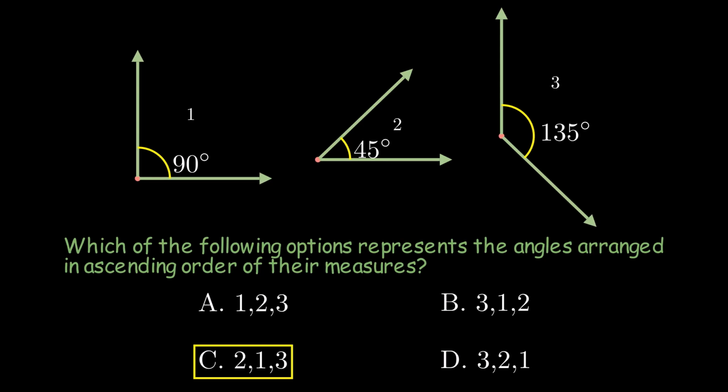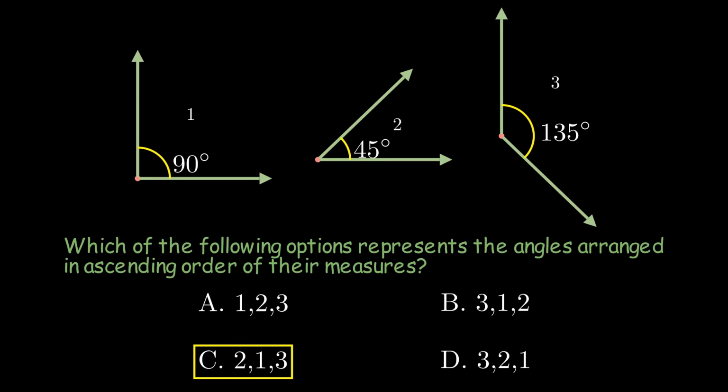also incorrect. Option D, which is 3 followed by 2 and then 1. This is the biggest angle, which is 135 degrees first, followed by the smallest, which is a 45 degrees angle, which is not the order we are looking for, so it's also incorrect. Option C, which is 2 followed by 1 and then 3, suggests that the 45 degrees angle comes first, followed by the 90 degrees angle, and then the 135 degrees angle, which is the correct order we're looking for.